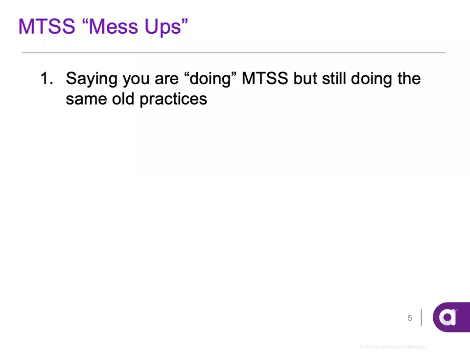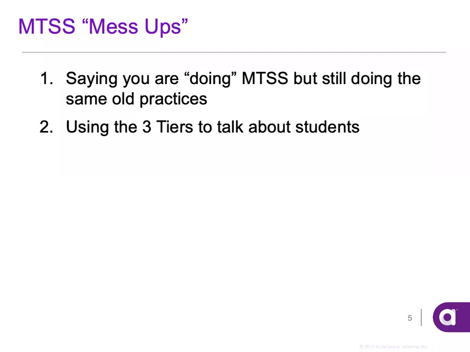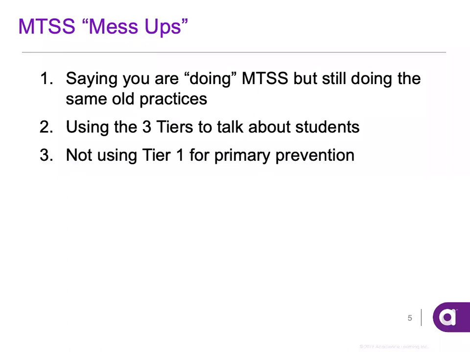reading. So we're going to be talking about some of the things I'm going to refer to as mess ups, just for a catchy title. Number one, saying that you are doing MTSS but still doing business as usual, just slapping on a new name to the same old practices. Number two, using the three tiers to talk about your students, red kids, yellow kids, green kids. Number three, not taking the opportunity to use tier one instruction as primary prevention.